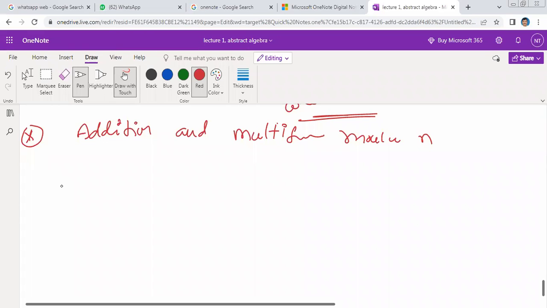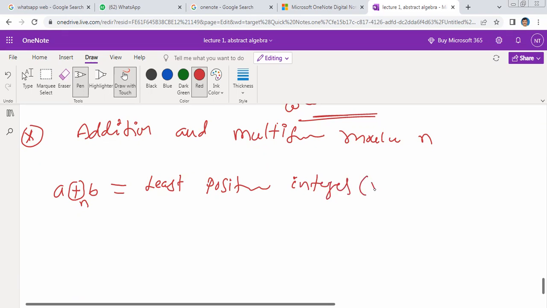Suppose I am taking any two numbers, a and another number b. This is denoted by a addition modulo n, b. It is different from ordinary addition. A addition modulo n, b is different from ordinary addition. This is nothing but a addition modulo m, which means the least positive integer, that is, the remainder.